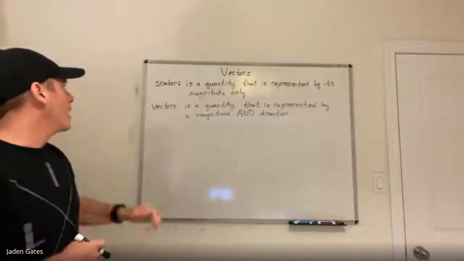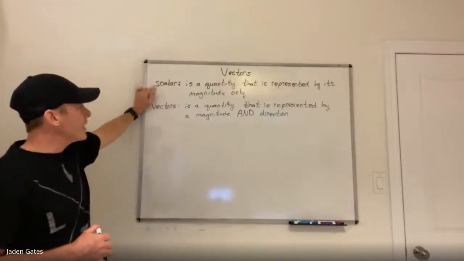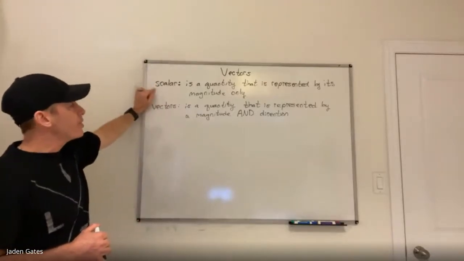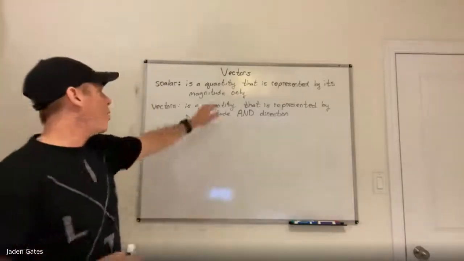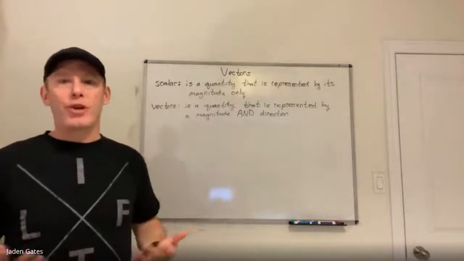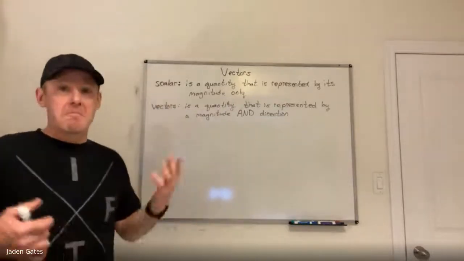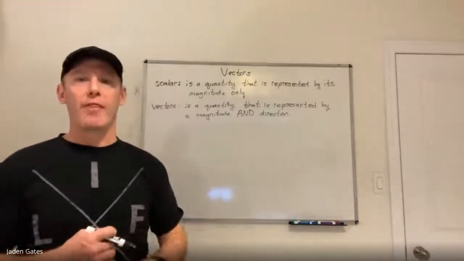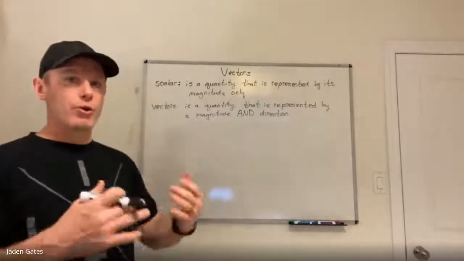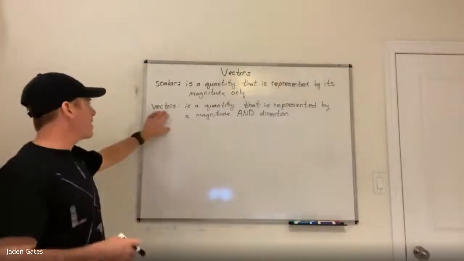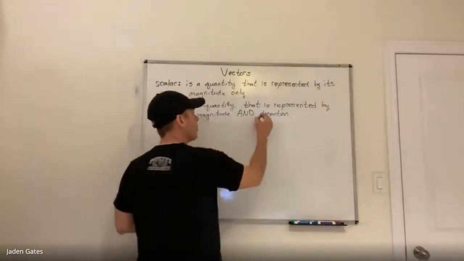And again, just to go over the difference here, a scalar is a quantity that is represented just by its magnitude only, which means a magnitude is size. And again, a quantity is anything you can count. All right, so a scalar is just something that you say, I have 5 apples, or that thing traveled 5 kilometers, or it was going 60 miles per hour. Those are all scalars. Now again, vectors, same idea, except there's an inclusion here where you also have direction.